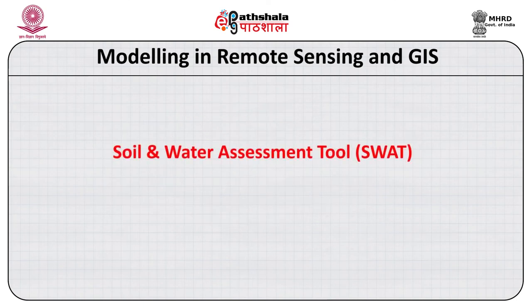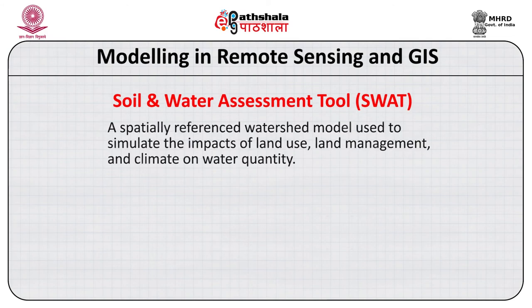The present example is from the Soil and Water Assessment Tool, what we call SWAT. The Soil and Water Assessment Tool is a spatially referenced watershed model used to simulate the impacts of land use, land management, and climate on water quantity and quality. This graphic illustrates the general process associated with developing and applying SWAT models. SWAT requires the following information as input files and provides results in the form of output files as mentioned below.